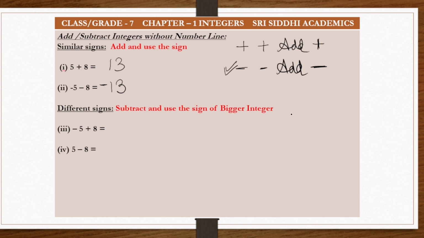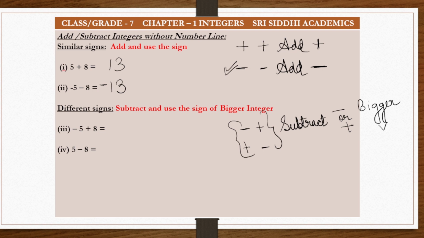Now here minus plus, if different signs are there, then, or plus minus, doesn't matter which is first, which is second, doesn't matter. We always need to subtract. Both the cases, either cases, we will subtract, and then minus or plus depends on the bigger value. Whichever has the bigger value, that sign will come in the resultant answer. Okay. Like here, minus 5 plus 8. So we have to subtract. 8 minus 5 is 3. Now 8 is of bigger value. What is the sign before it? Plus. So answer will be positive integer 3.